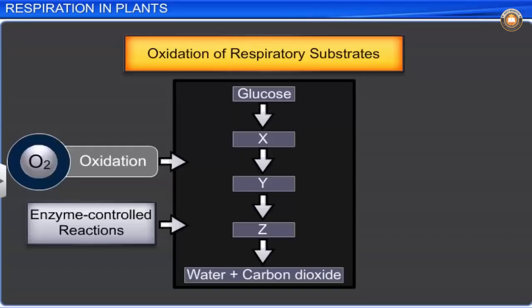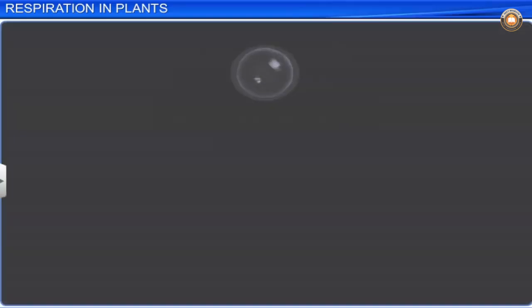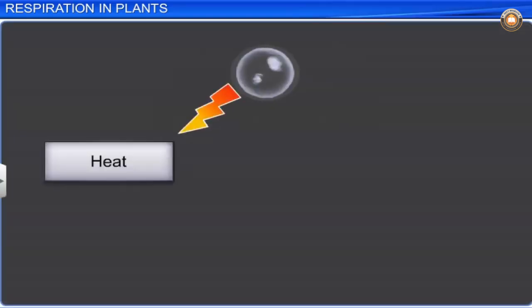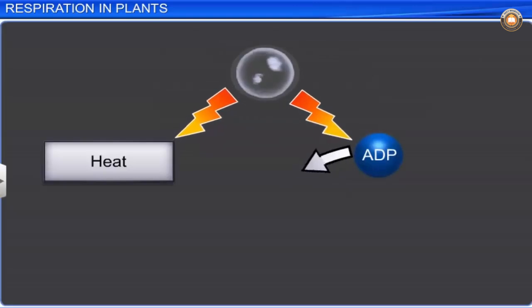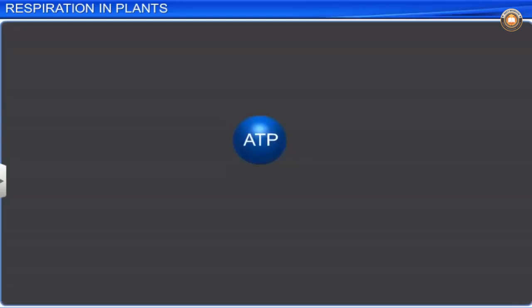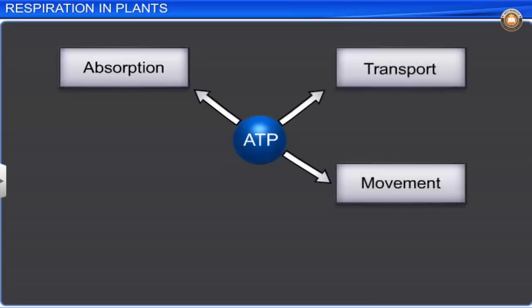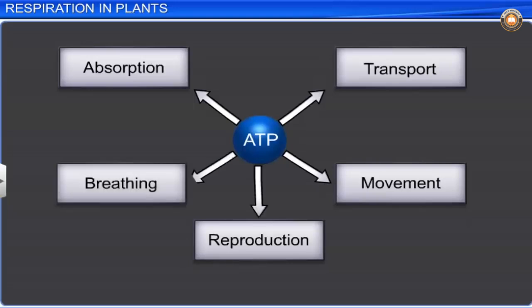During the oxidation of respiratory substrates, energy is not released directly in the cell. Instead, it is released slowly in a series of steps controlled by several enzymes. While a small part of the energy is released as heat, most of it is used for synthesizing adenosine triphosphate or ATP, a high-energy molecule. ATP is utilized for carrying out all the activities such as absorption, transport, movement, reproduction, and breathing.